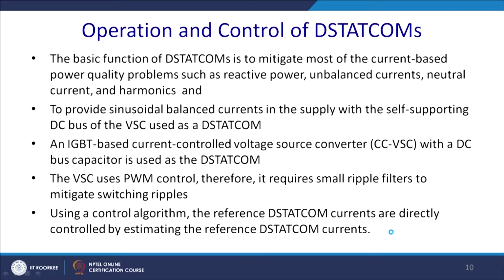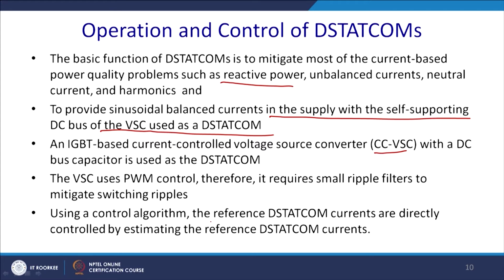The function of the DSTATCOM is to mitigate most of the current based power quality problems such as reactive power, unbalanced power, zero sequence current or the neutral current, and the harmonics, to provide sinusoidal balanced current in the supply with the self supporting DC bus of the VSC used for the DSTATCOM. An IGBT based current controlled voltage source converter, CCVSC, with the DC bus capacitor is used for the DSTATCOM. The VSC uses PWM control, therefore, it requires a small ripple filter to mitigate the high frequency switching ripples.